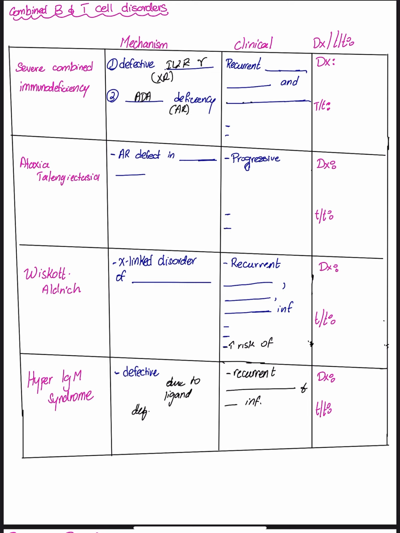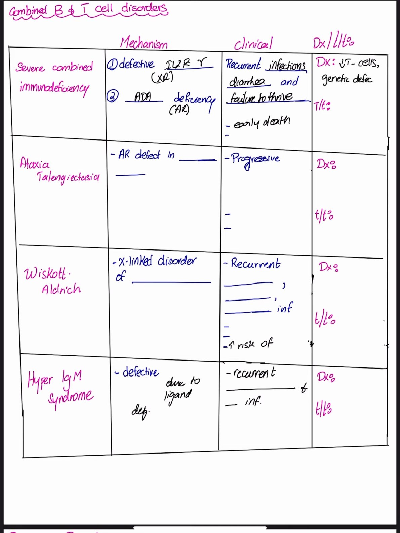Clinical findings: you can have recurrent severe infections, diarrhea, and failure to thrive. It can lead to early death as well. How do you diagnose this? So you diagnose this by decreased T cells and genetic defect.